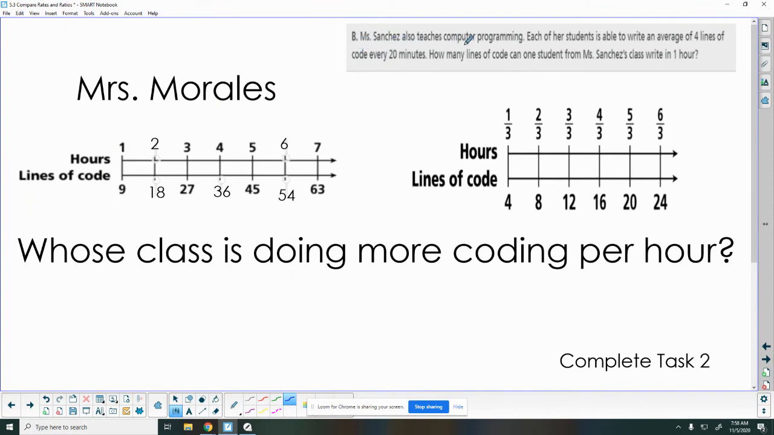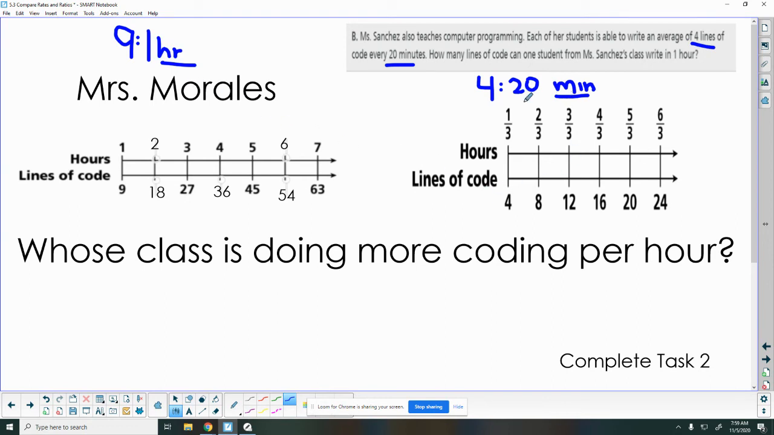So Mrs. Sanchez also teaches a computer programming class, and each of her students is able to write an average of 4 lines every 20 minutes. So Mrs. Morales' class did 9 lines every hour, and her class is doing 4 lines every 20 minutes. So as they are right now, we're comparing minutes and hours. We are not comparing the same thing right now. So we can't just look at their chart and go to this first one and say, oh, they do 4 and they do 9, because they only had 20 minutes and they had a full hour.